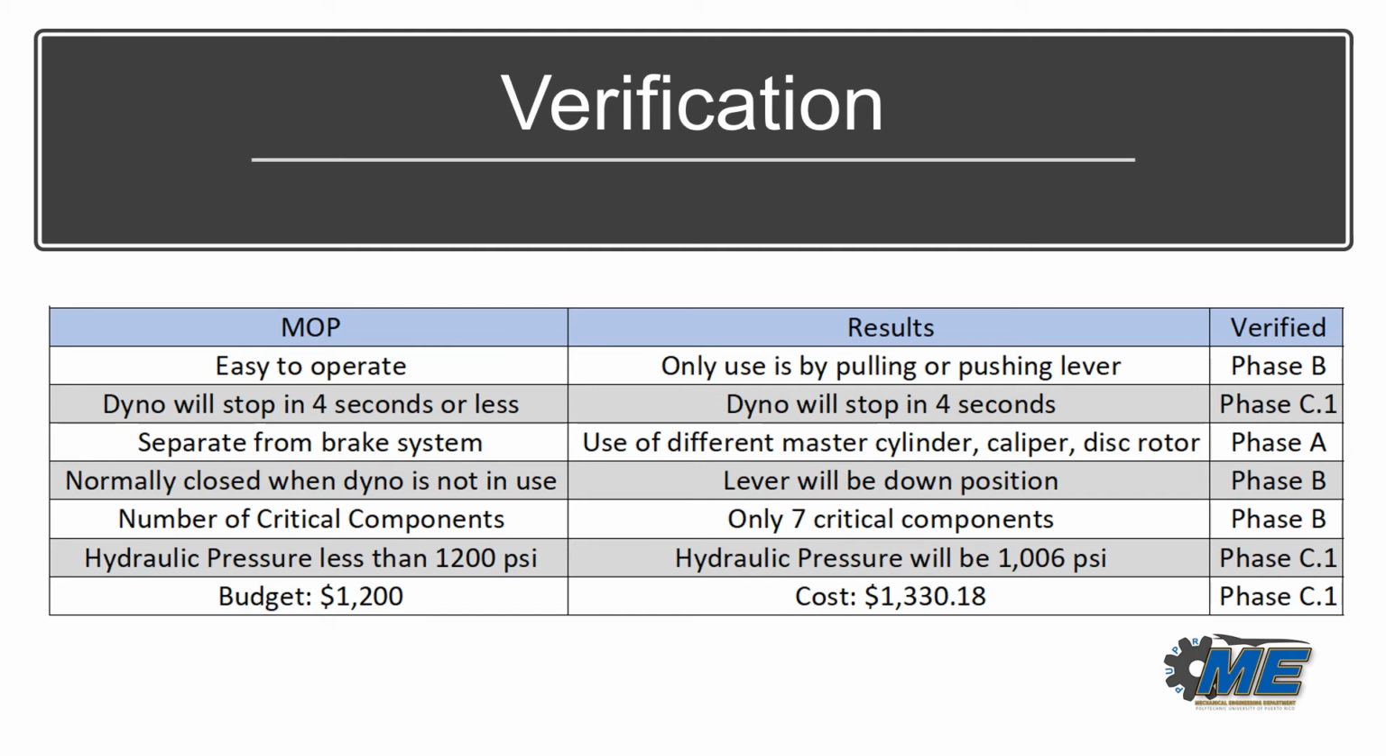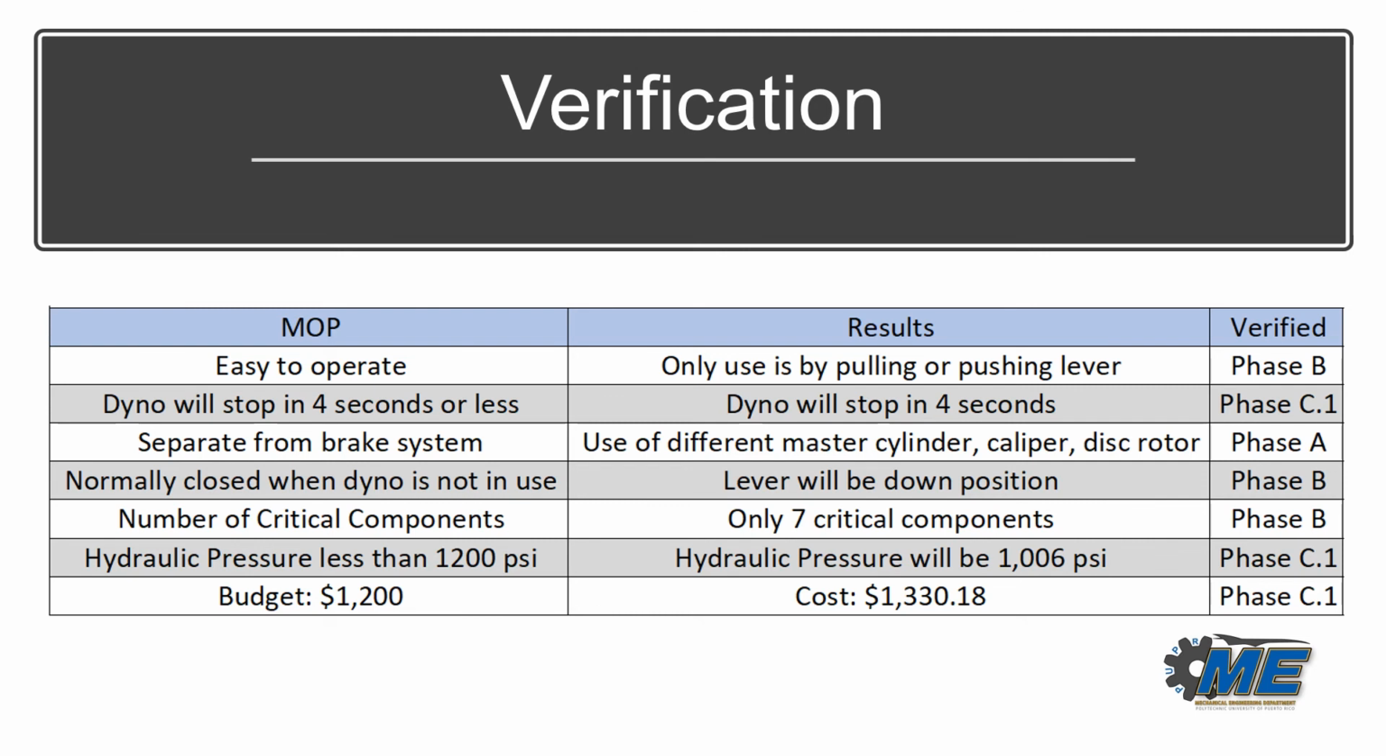Third MOP, the emergency brake system has to be separate from the other subsystem, which is another brake system. And this was verified in phase A, because since then it was said we're going to use a different master cylinder, different caliper, different disc rotor with different parameters and specifications. The other MOP was normally closed when dyno is not in use. Lever will be in down position. That is verified in phase B. The number of critical components, we only have 7 critical components, also verified in phase B.